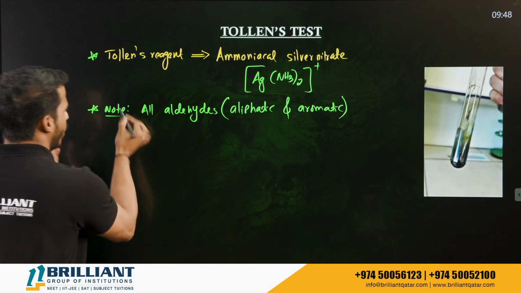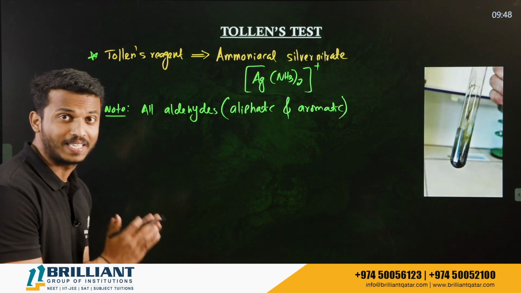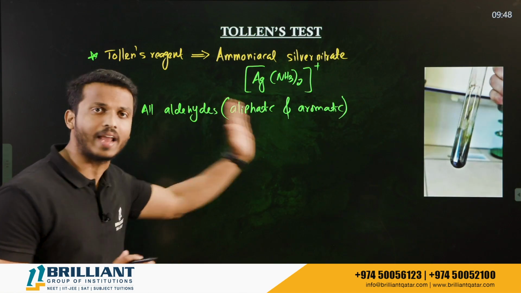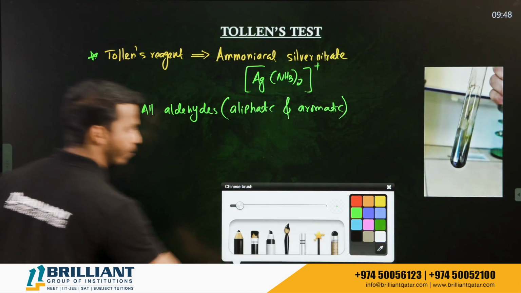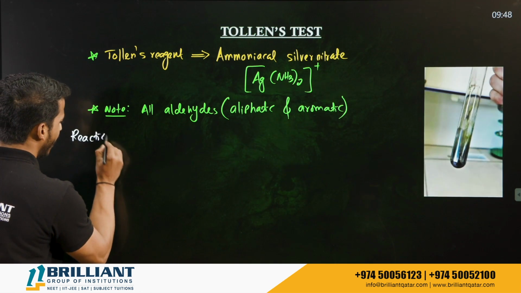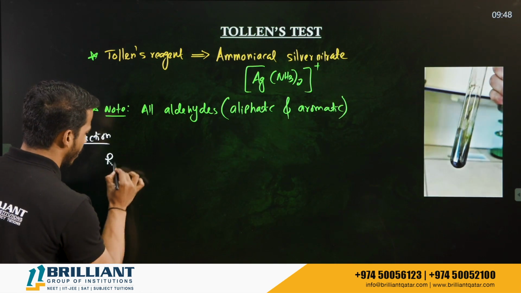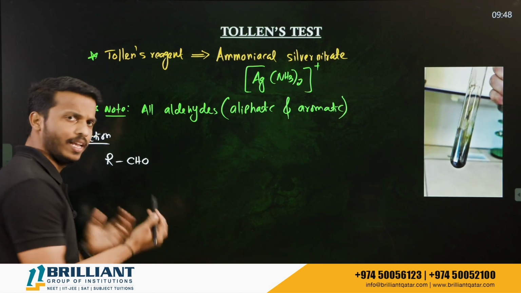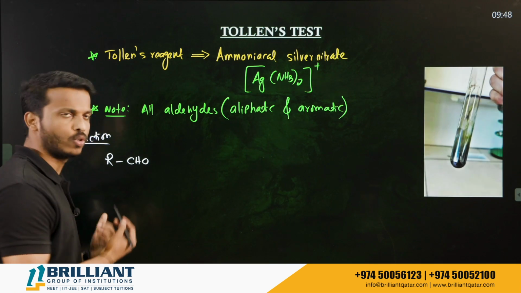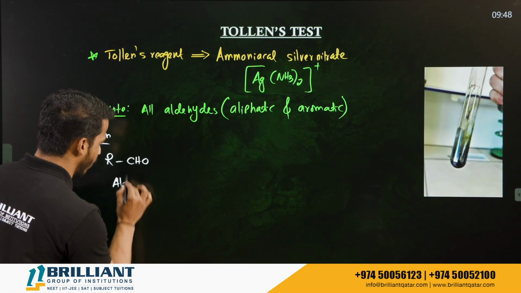So commonly, the Tollens test is given by only which one? Aldehydes. All aldehydes, which means aliphatic and aromatic aldehydes. Now we can go for the reaction, dear all. What is the reaction? Let me take the aldehyde, for example, RCHO. Any aldehyde, the general aldehyde formula, RCHO. You can take aromatic also, no problem. So this is the aldehyde we have.